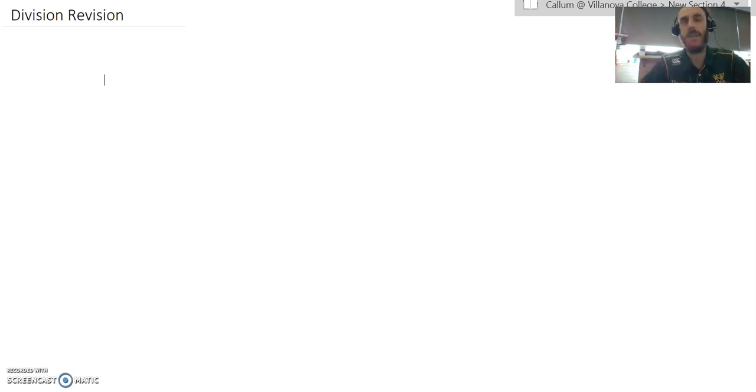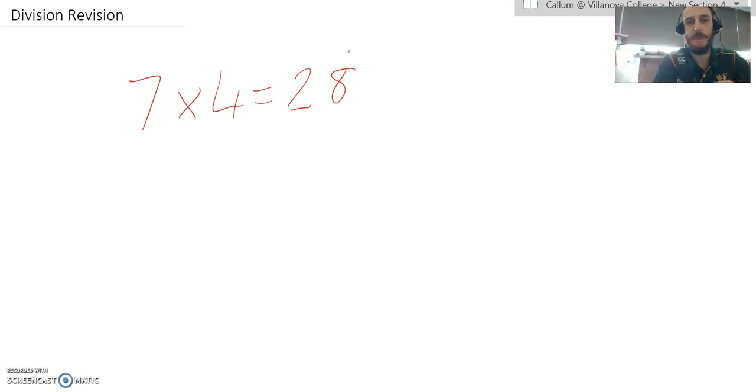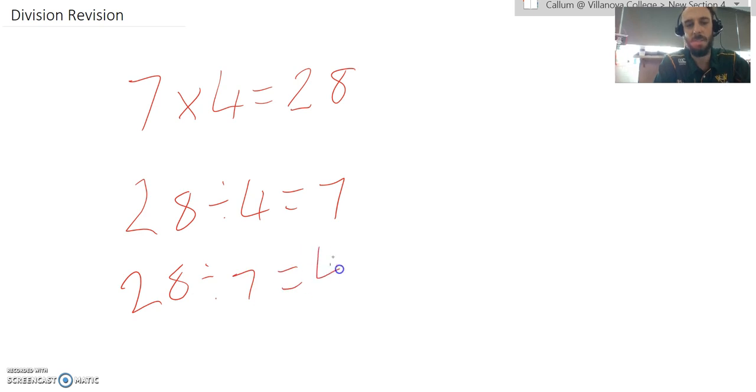So one of the simple things to remember about division is it's the reverse of multiplication. If we did 7 multiplied by 4, we should all know pretty quickly that is 28. If we flip that or inverse it, we should be able to confidently say that 28 divided by 4 is 7, or vice versa, 28 divided by 7 is 4. So again, if you're pretty confident with your multiplication and you know your times tables, division should be pretty easy.